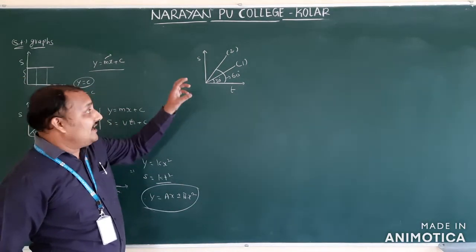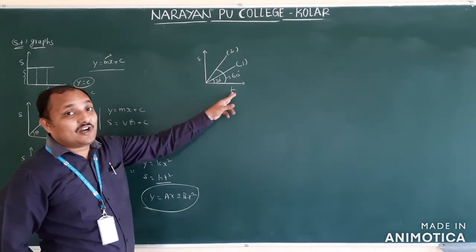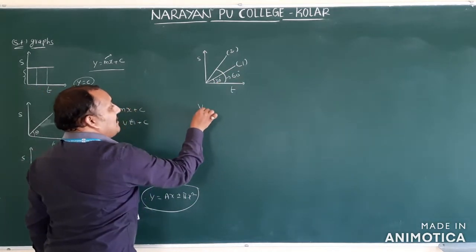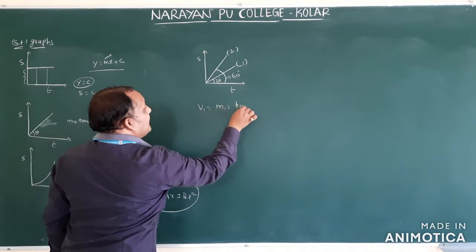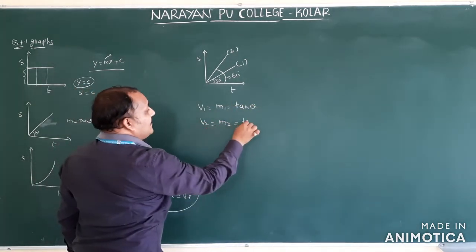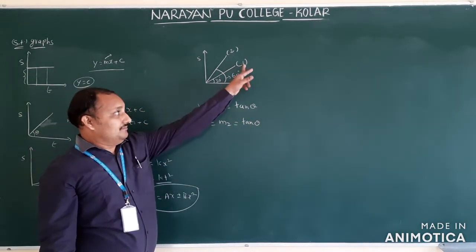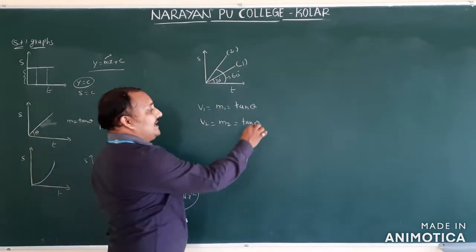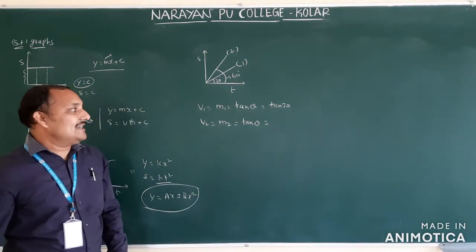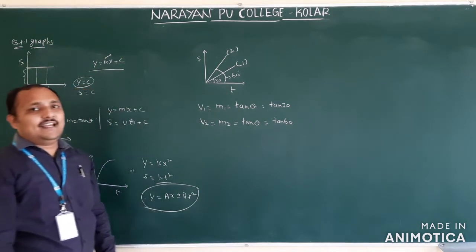So we already came to know that the slope of the displacement time graph gives velocity. What is the slope of the displacement time graph? For the first one, v1 is equal to m1, which is tan theta. v2 is equal to m2, which is also tan theta. For the first one, what is the theta value? 30. Therefore tan 30. For the second one, what is the theta value? 60. Therefore tan 60. They are asking for the velocity ratio.